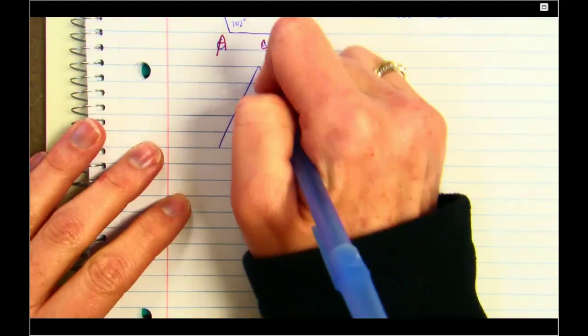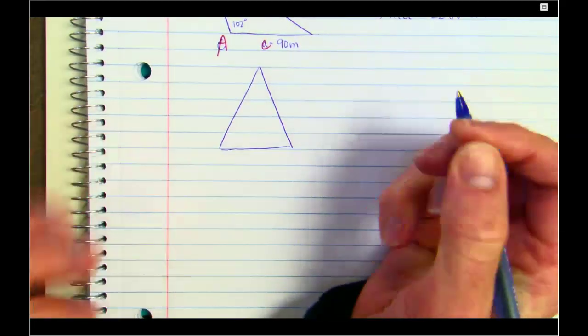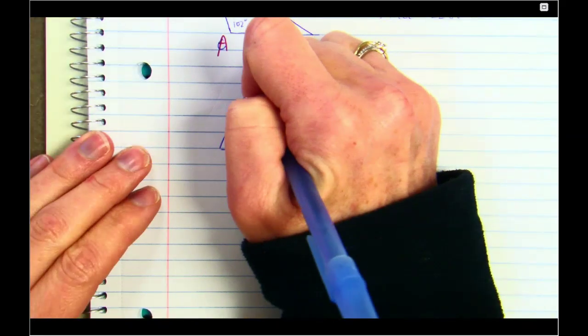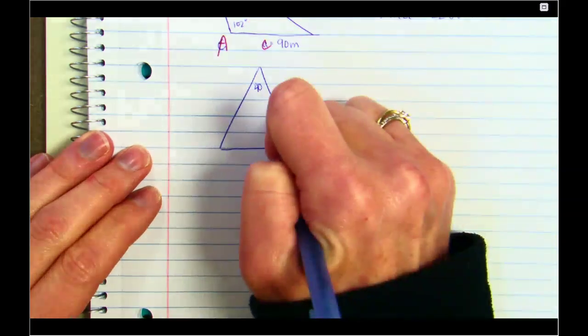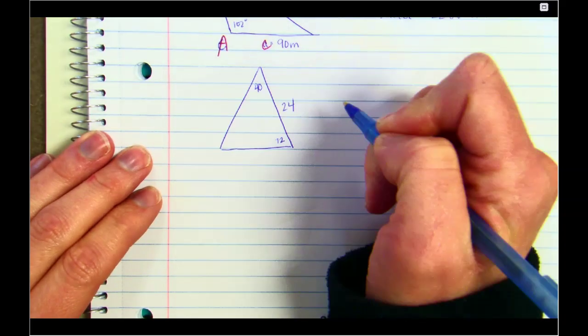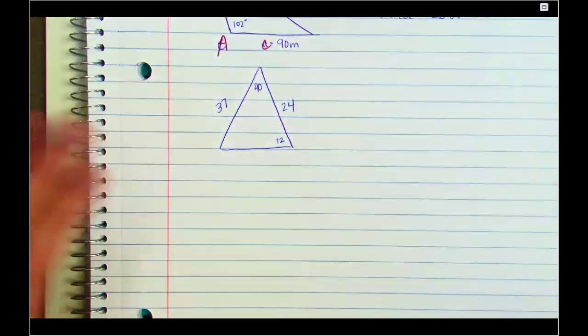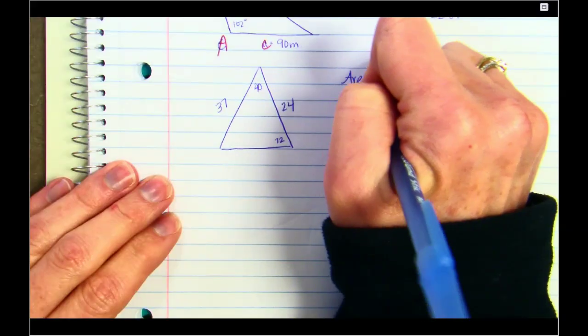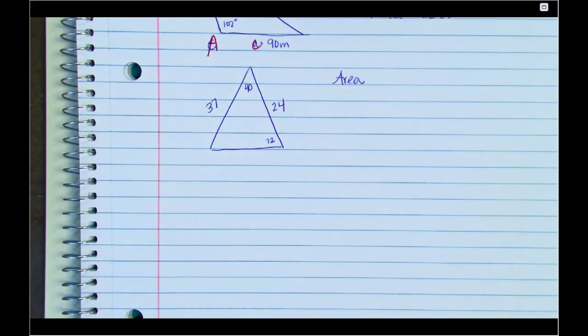Okay, now let's see if I can make this. So let's say I have 40, 72, 24, and 37. If I ask you for the area, and this is what I give you, you only have one choice about which angle to use as the angle. Yeah, it's 40. Why, Levi?